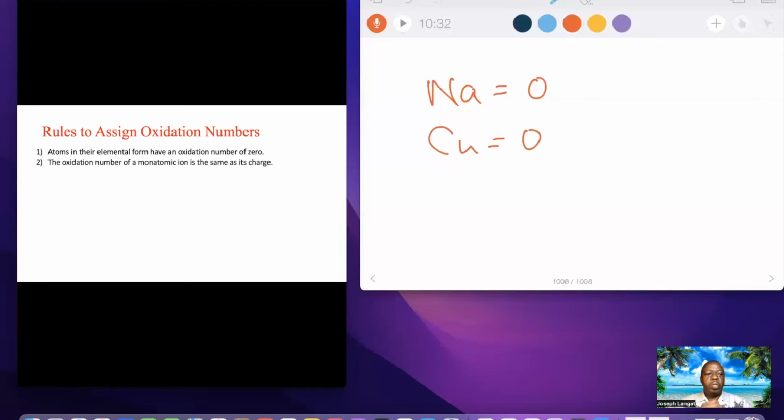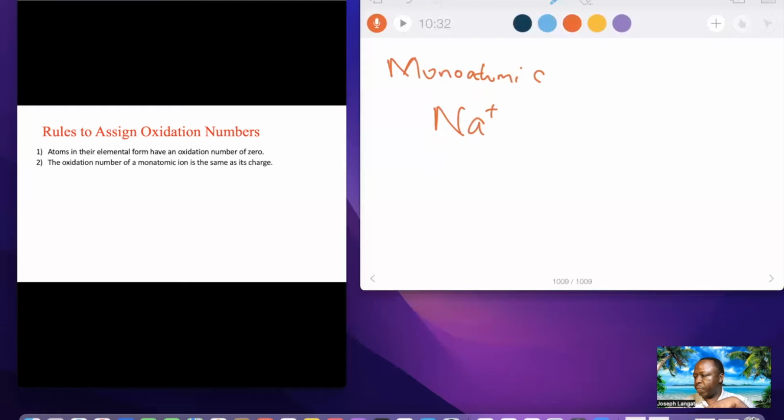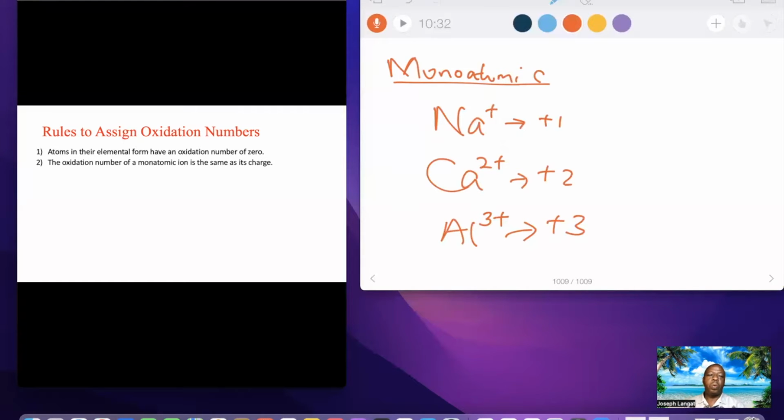Now, the oxidation state or oxidation number for a monoatomic ion is the same as the charge. What do we mean by monoatomic? That means it is one atom. Sodium positive, this is a cation. This has +1. There is calcium. This is +2. Depending on the group number, of course, this is +3. You should know from the periodic table how to predict the ionic charges.